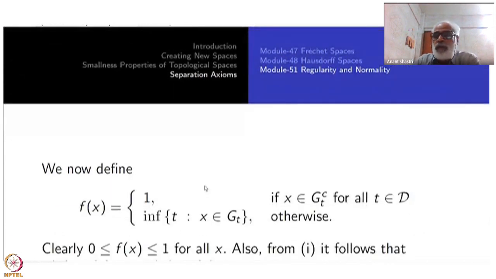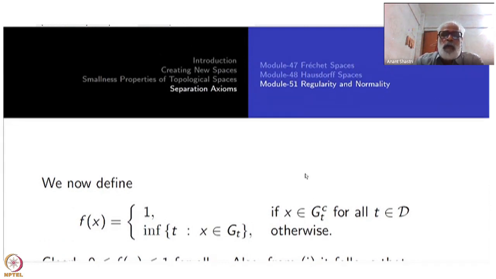Okay. Now we have produced a continuous function out of nowhere. The crux of the matter is that the dyadic rationals are dense inside R. Okay. So once you have some way of nominating these indices, one can cook up functions out of that. That is the whole idea. So define f(x) equal to 1 if x is in G_T complement for all t, that is, it does not belong to any of the G_T's.